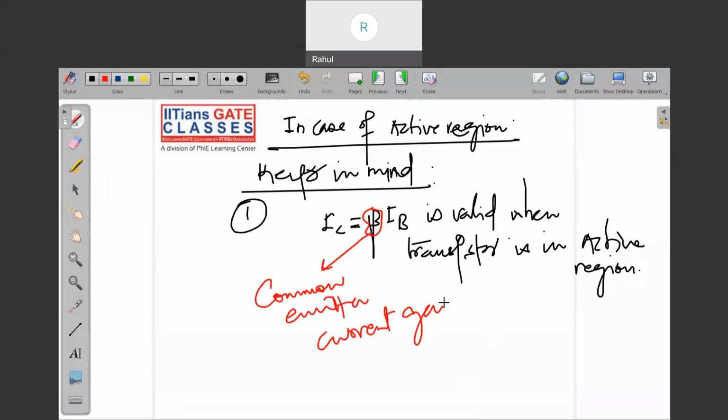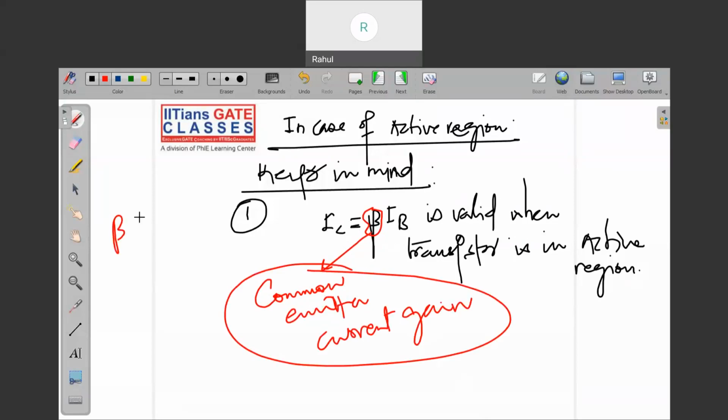Okay, common emitter current gain. Why? Because you can see here, if you calculate IC upon IB, IC will be the output current and the base current is the input. You take the output at the collector, and one terminal will be common, so that is known as common emitter current gain. So this beta is basically IC upon IB. This is very, very important.